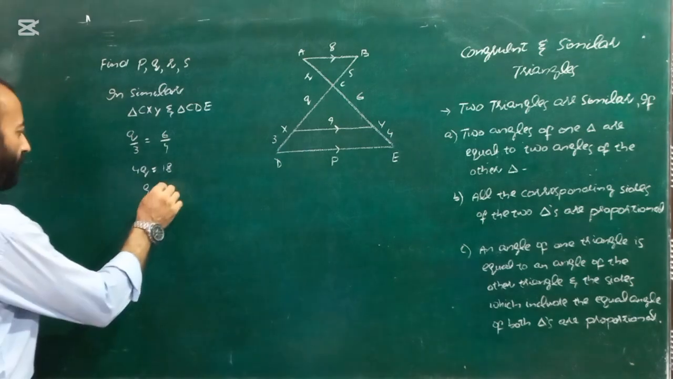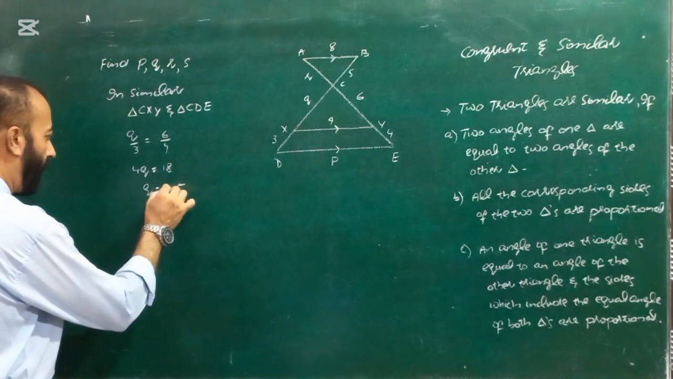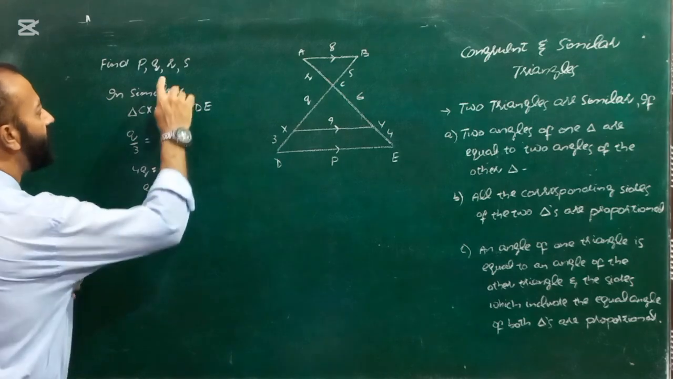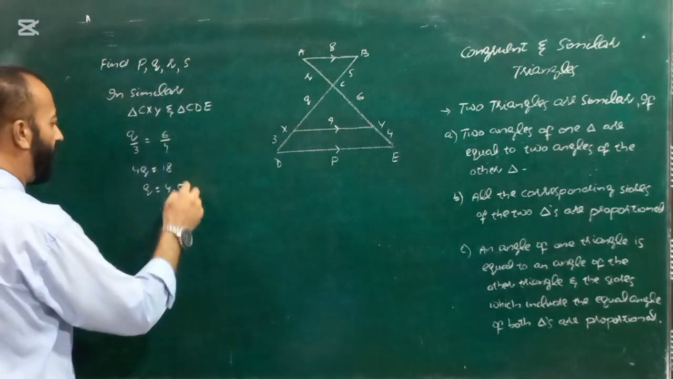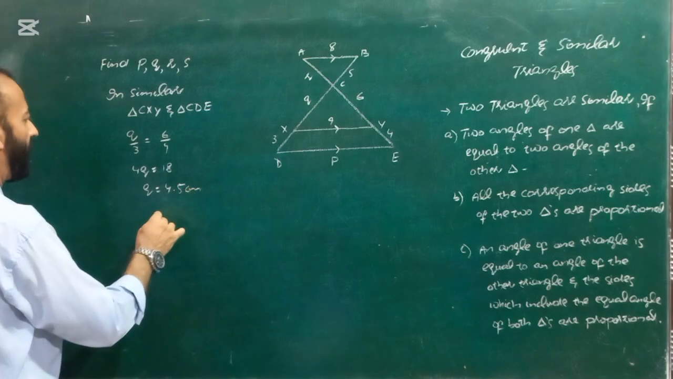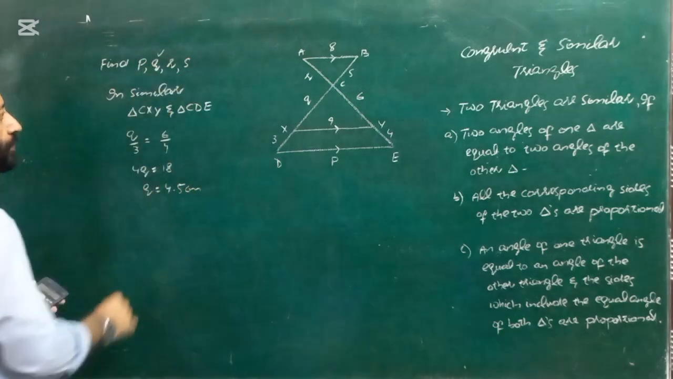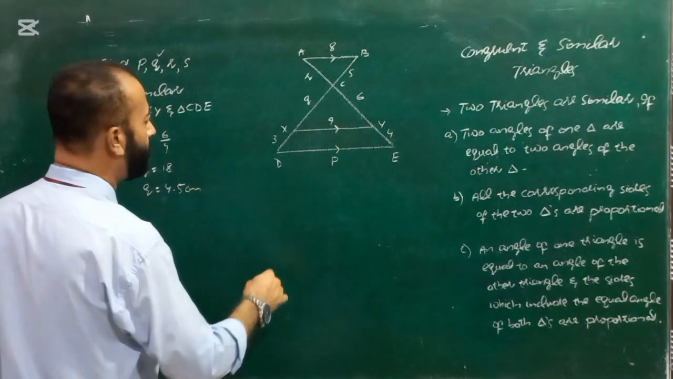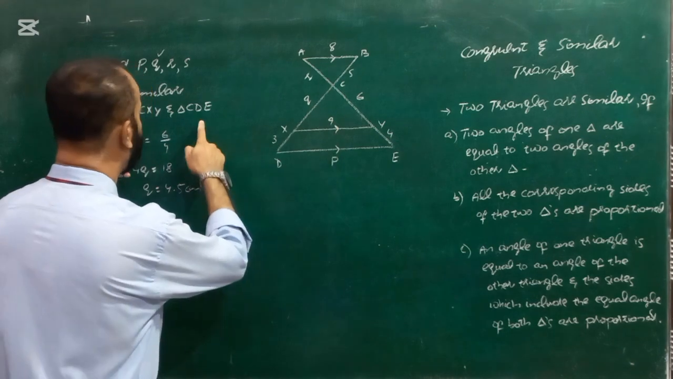That is 4.5, and all measurements are given in centimeters. There is a missing unit, I forgot to write it here. So 4.5 centimeters. So Q is done. Okay, look now. Again, we are in the same triangles.